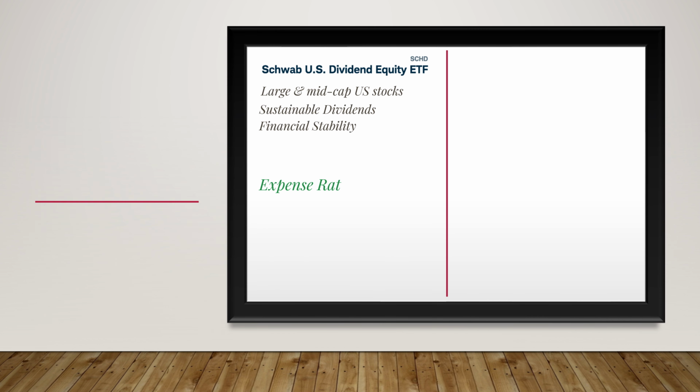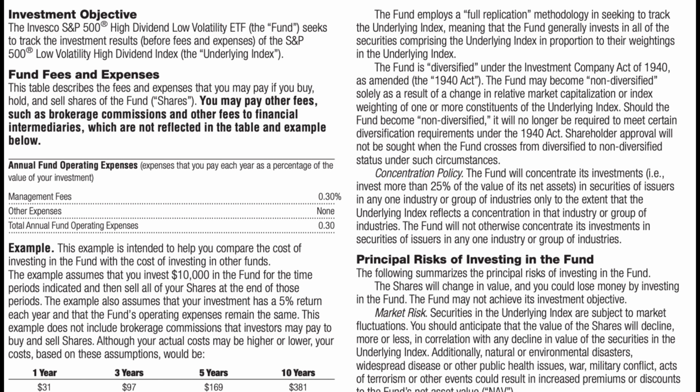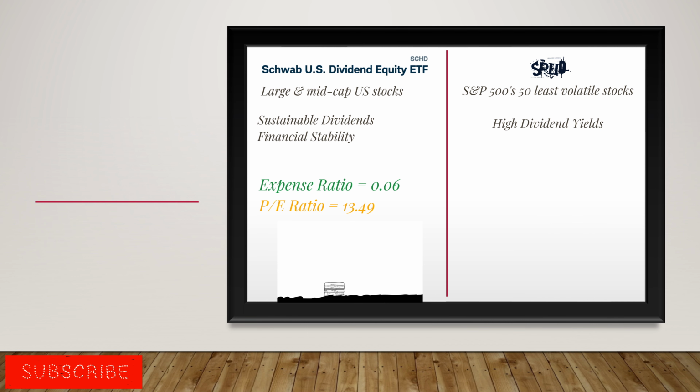SCHD has an expense ratio of 0.06% and a price to earnings ratio of 13.49. SPHD, on the other hand, is Invesco's S&P 500 High Dividend Low Volatility ETF. This is an exchange-traded fund that seeks to provide investors with exposure to the performance of the S&P 500 Low Volatility High Dividend Index. The ETF aims to invest in 50 least volatile stocks in the S&P 500 index that have also shown a history of high dividend yields.